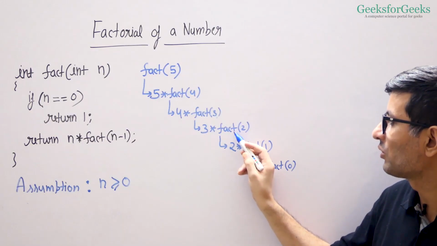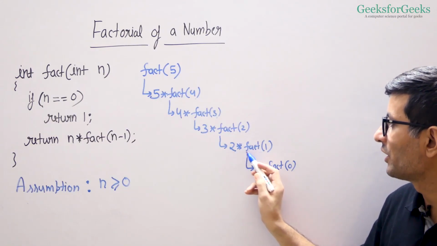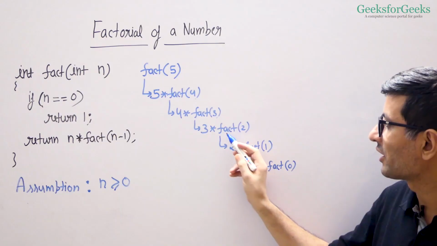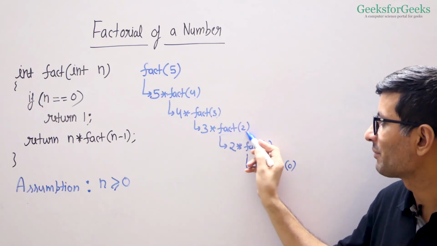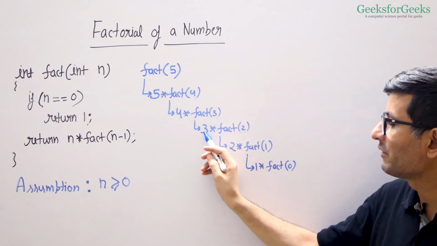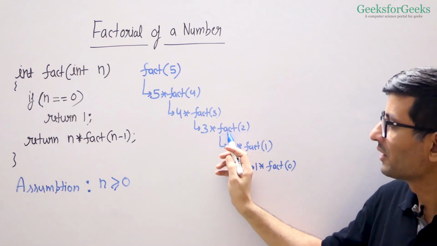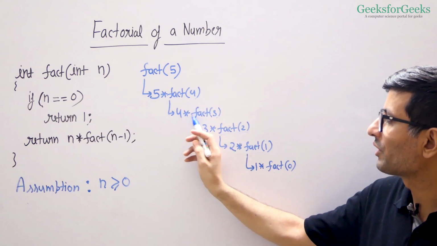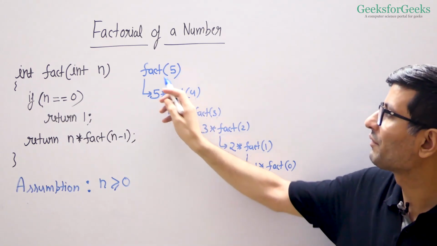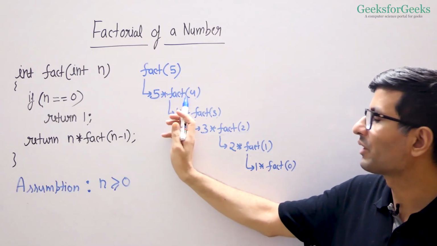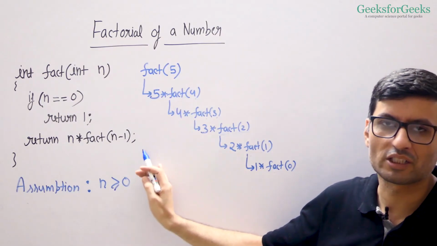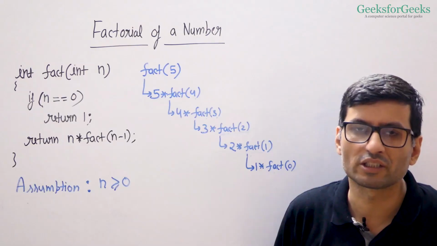And now factorial 2, what will it do? It will do 2 into 1. So it will return 2 here and this expression will be replaced by 2. So factorial 3 will return 3 into 2, 6. Now factorial 4 will return 4 into 6, 24. And factorial 5 will return 5 into 24, 120. So that's how you get the factorial 5 using this recursive function.